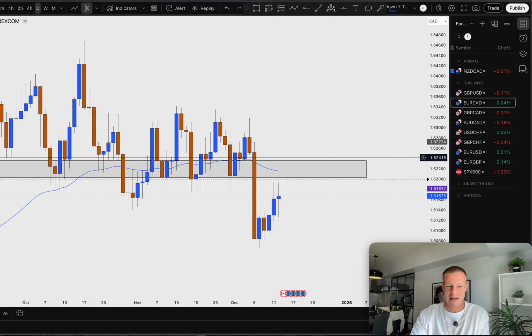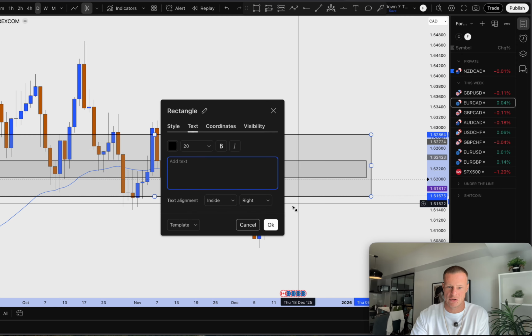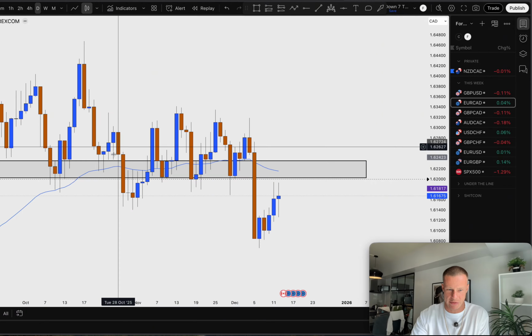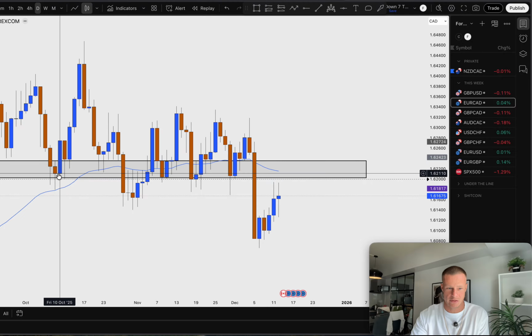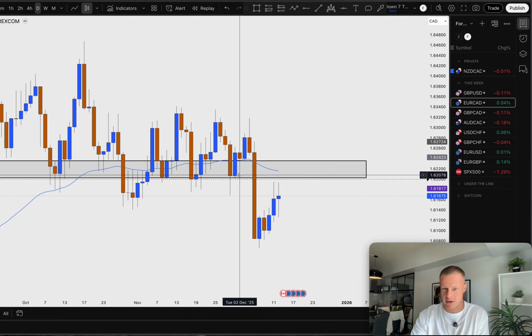So it bounces and uses this area as a support, right? This area was used as a support. So every time the price bounced from this area, you could basically long it. You could put a buy here, you could buy here, you could buy here.